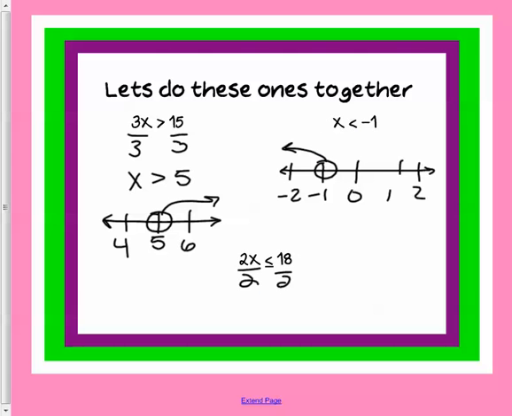Down here, we're dividing by 2, so x is less than or equal to 9. So in this case, it equals 9. So that's a closed dot, but x is less than, so it's going to include the 8 and not the 10. So it includes 9 and everything less than 9.